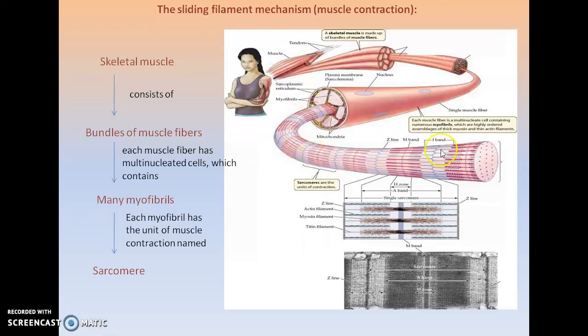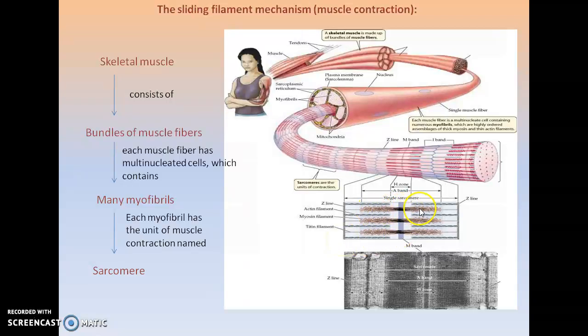This is an extended myofibril at the end here, which contains the unit of muscle contraction, which is a sarcomere. Each sarcomere is bordered with two Z lines, as you see here. Here is the magnification of this sarcomere. You can see an electron microscope image of the sarcomere, where it is exactly the same. This is the actin filament attached to the Z line.